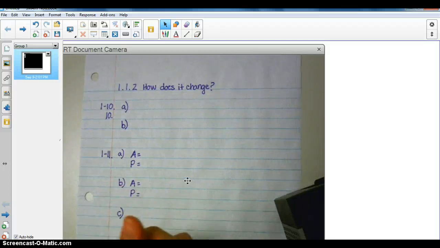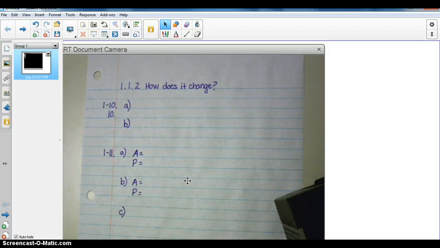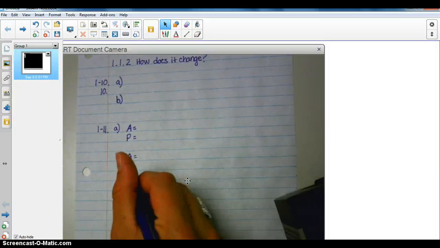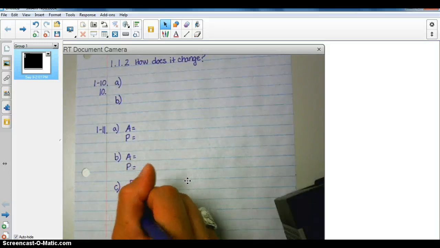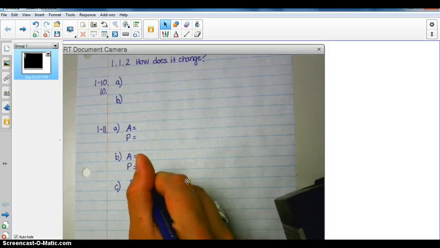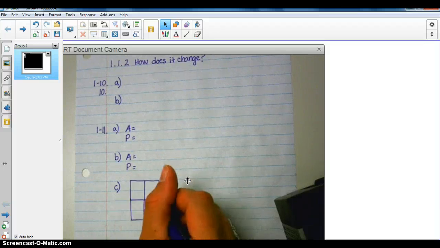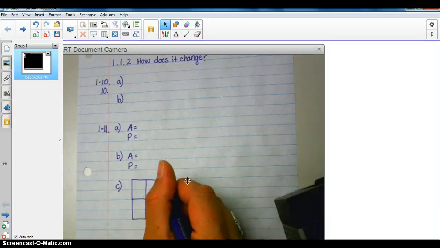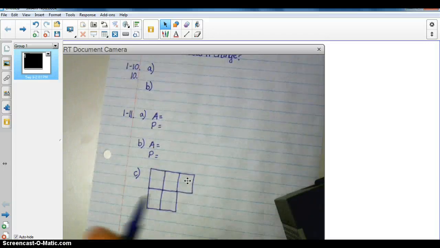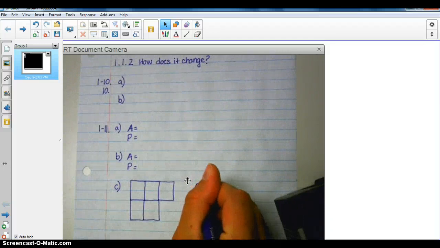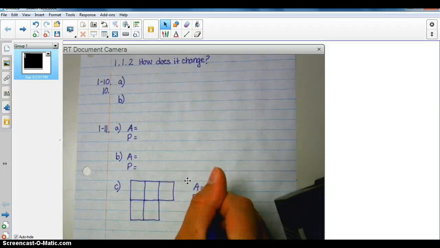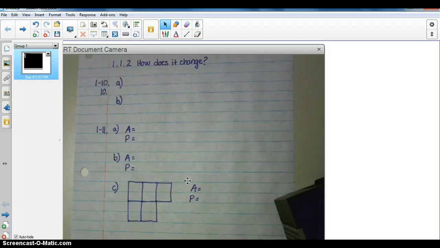So for C, I'm going to draw some type of a figure that has 5 square tiles, and I'm going to record the area and perimeter. So let me just draw some tiles here. It's made with 5 tiles. So there's 1, 2, 3, 4, 5. Okay? So I can figure out what my area is, and I might just want to write it to the side here. I want to make sure that I am very, very purposeful with how I'm writing my area and my perimeter. Okay?